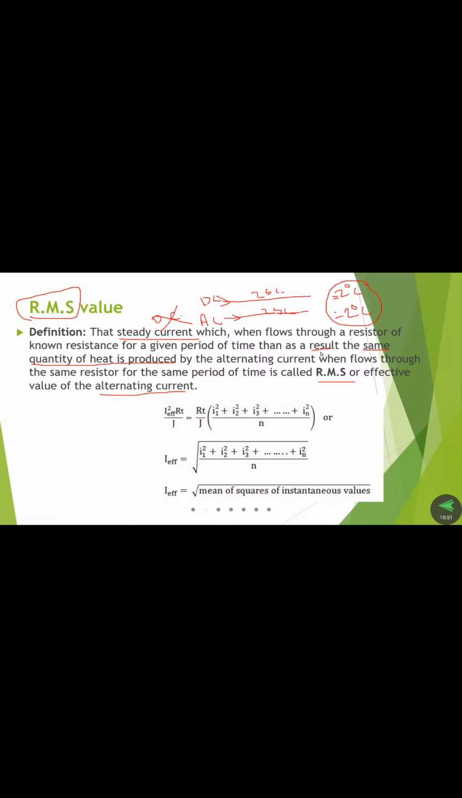So that is what we call the RMS value. Generally for current we write I effective value, which is equal to the root of I1 square plus I2 square plus I3 square plus up to IN square, divided by N. So this is the formula we use for current.